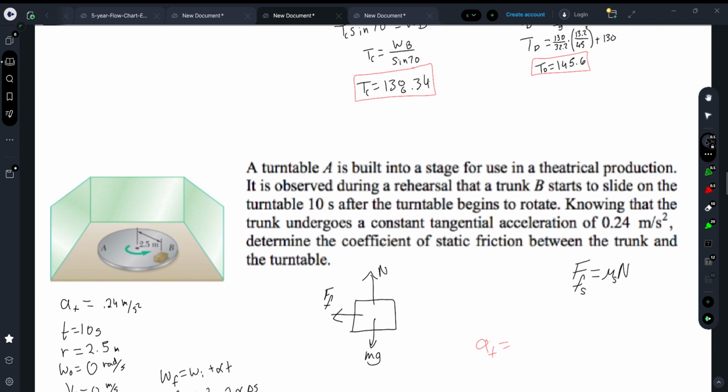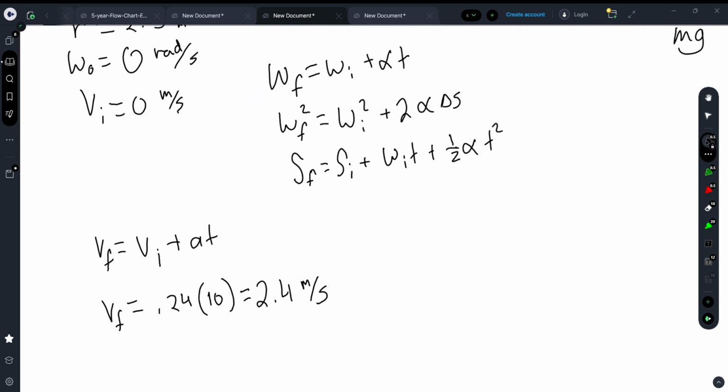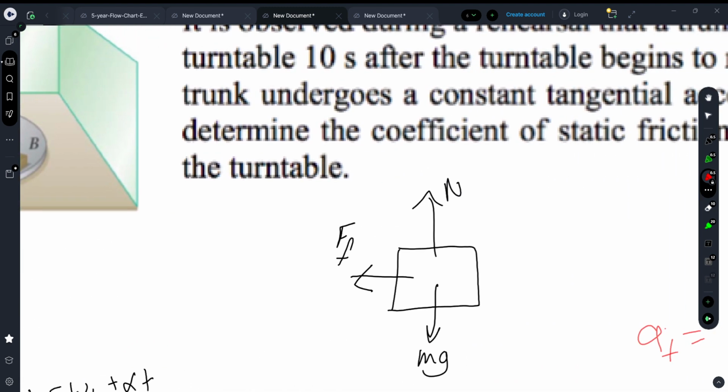This is the turntable problem. They gave us acceleration in the tangential direction, and we can use this equation here to solve for v final. So we can then use this as our v final equals 2.4 meters per second.